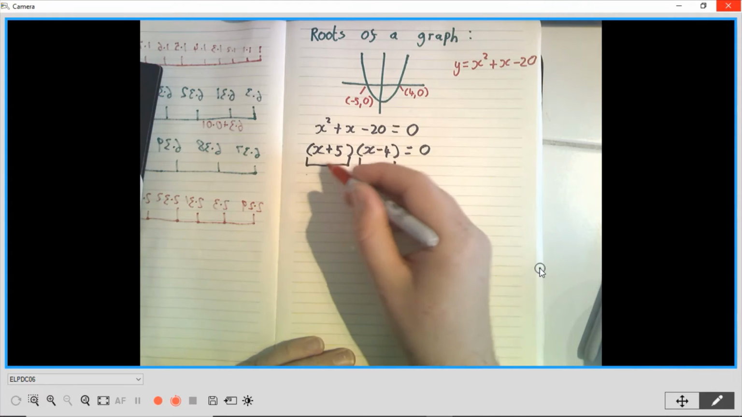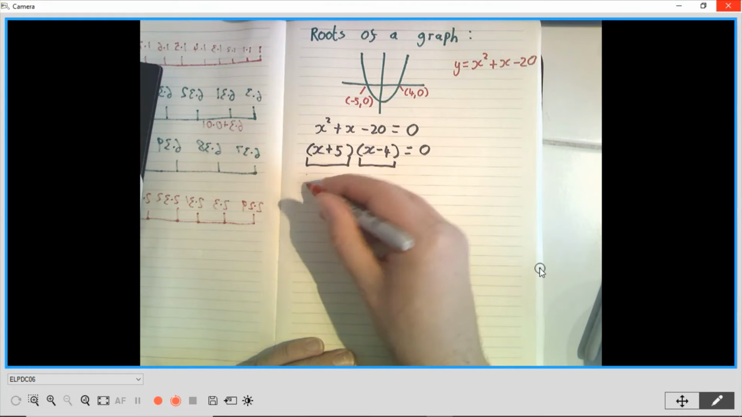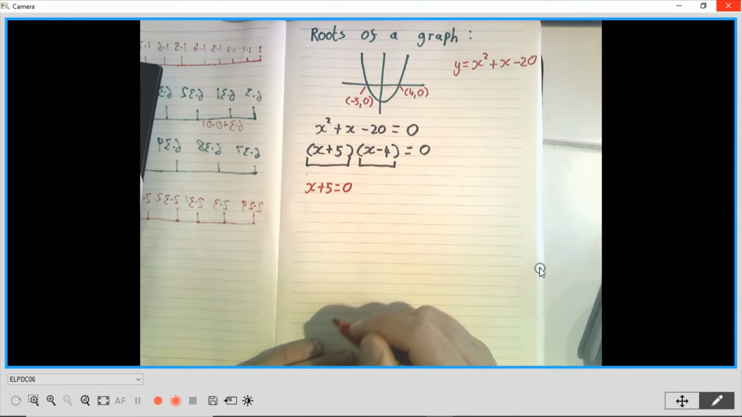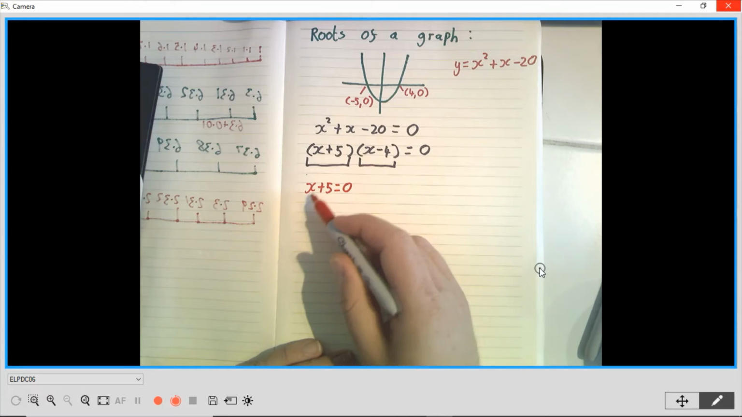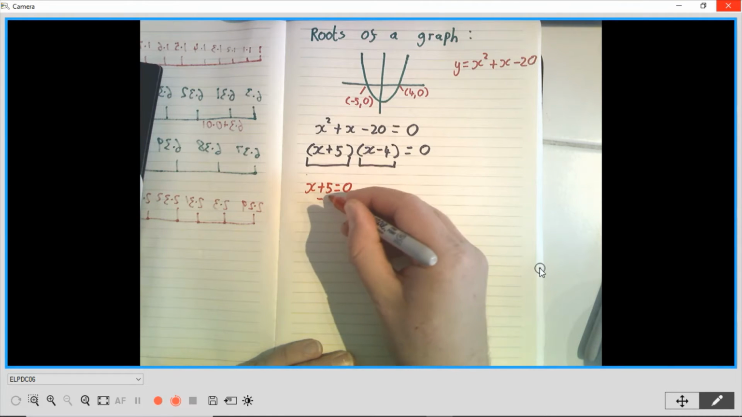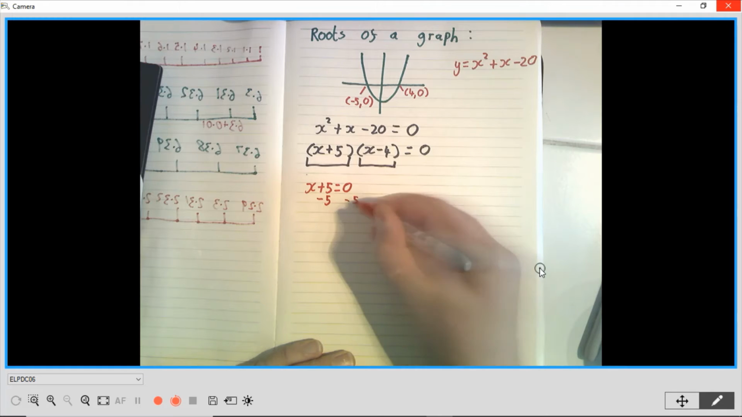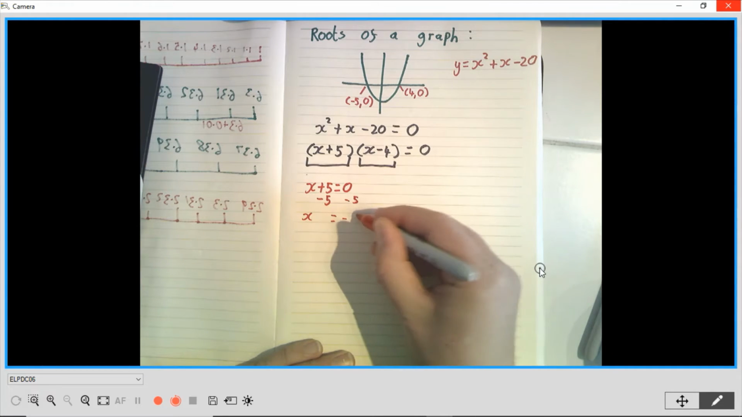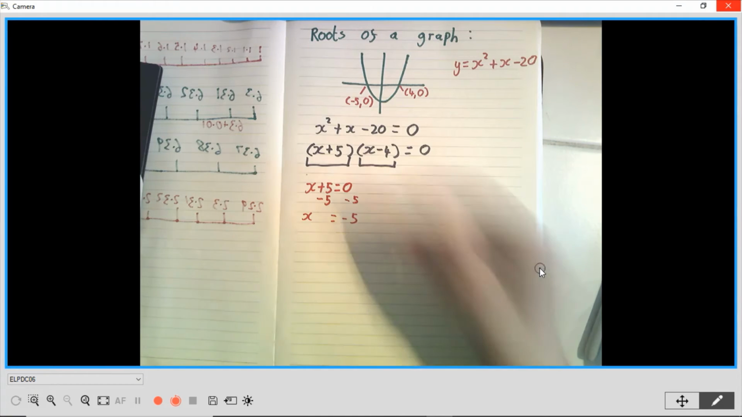So let's imagine that this bracket here is 0. Let's imagine that x plus 5 is actually equal to 0. What does that mean that x is? Well, if we follow the process that we've learned, we take 5 from both sides. That's going to give us x equals -5.